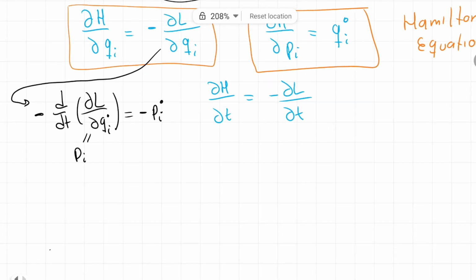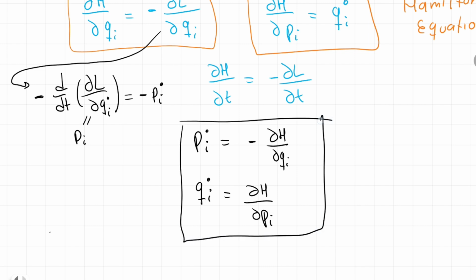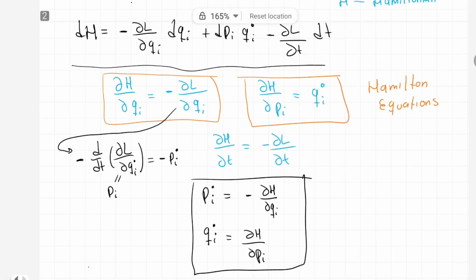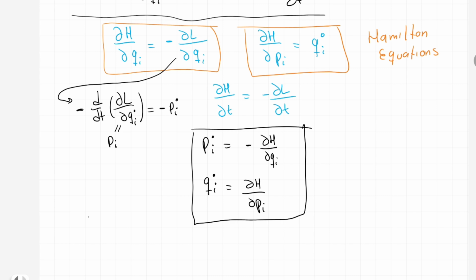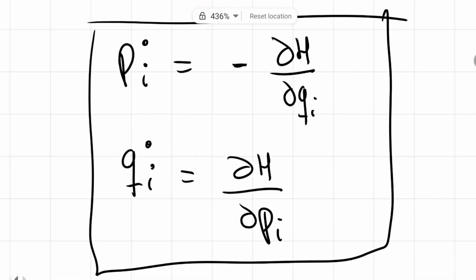So that will allow us to establish the final structure of the Hamilton equations. That is going to be that pi dot is equal to negative the partial of H with respect to qi, and that qi dot is equal to the partial of H with respect to pi. And this will be finally the Hamilton equations. Again, very important in classical mechanics, quantum mechanics, and some other branches of physics. Perfect. So that will be like the final important result of the video.